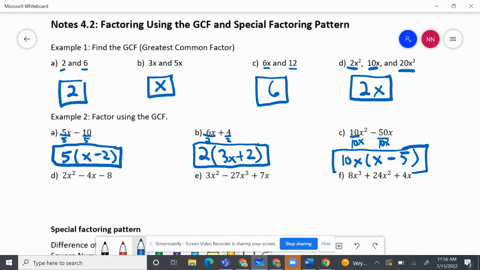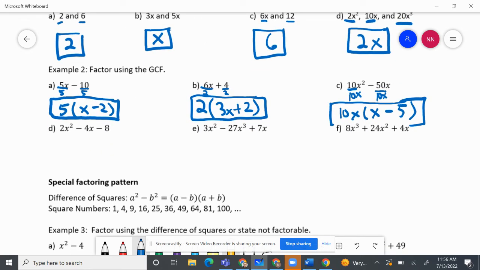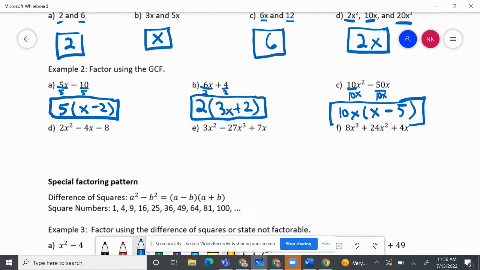Now, looking at letter D, this time we have a trinomial. When we have a trinomial, we have to make sure that all 3 of these terms have something in common. So in this case, all of them have a 2 in common. So if we were to divide each of these by 2, we would have x squared minus 2x minus 4.